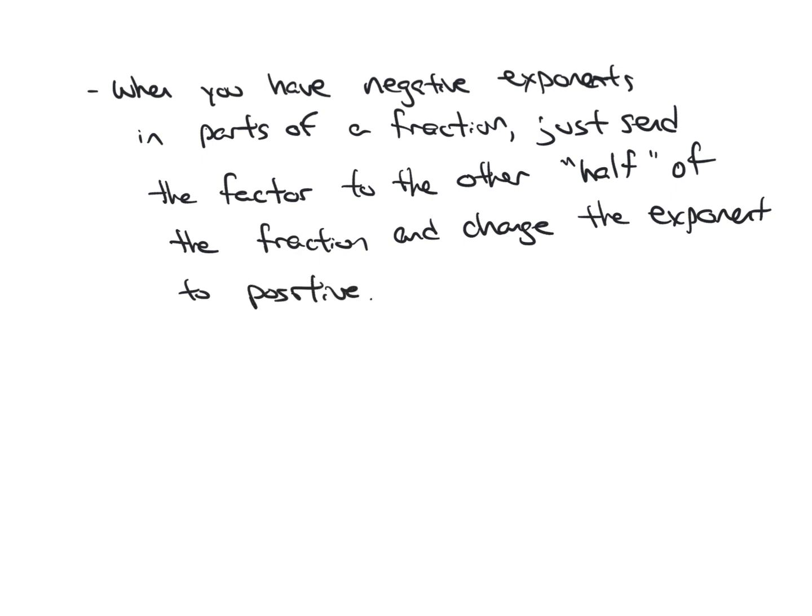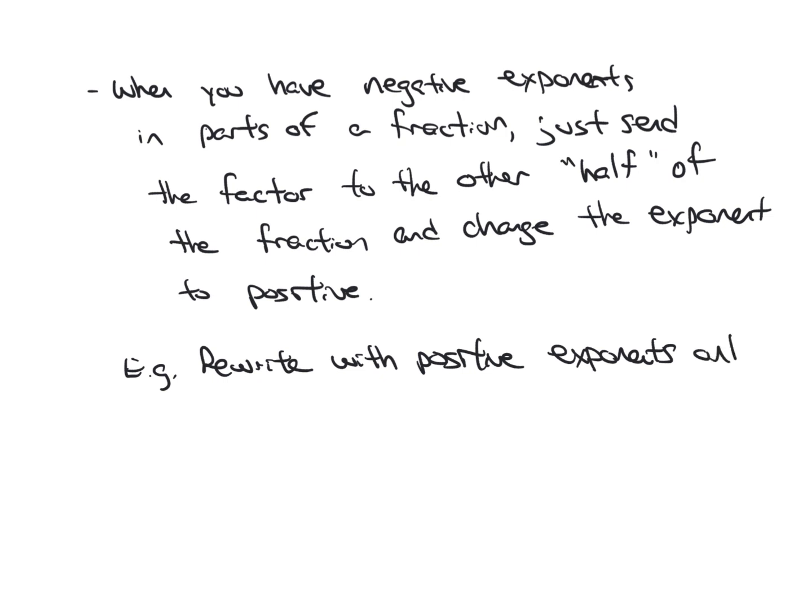Okay, so what I mean by that, well, I'll just do one example. So again, rewrite with positive exponents only. We'll go with a's, b's, and c's here. I'll say a to the negative 3, b 4 over c to the negative 2, d to the negative 1. Okay, so I've got that expression there. The instructions are to rewrite it with positive exponents only.